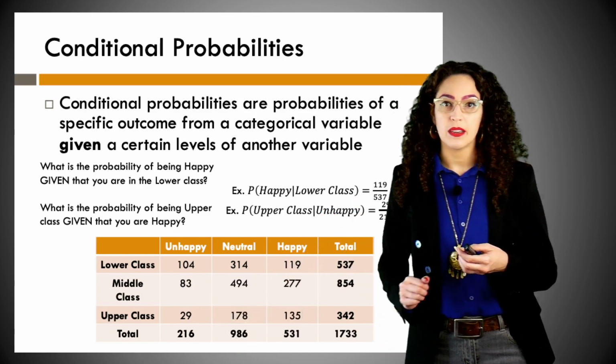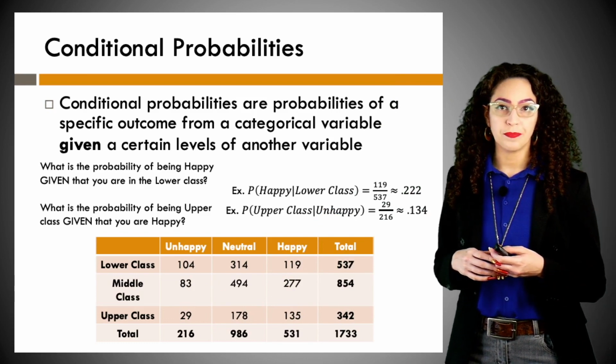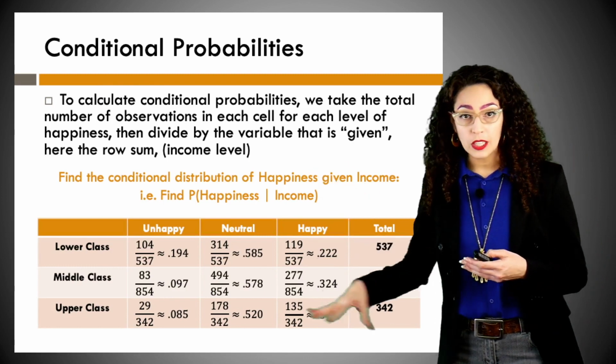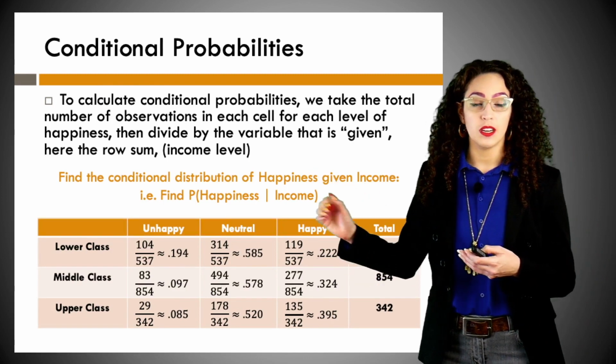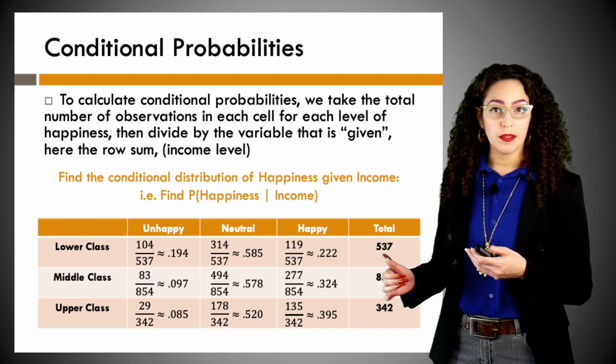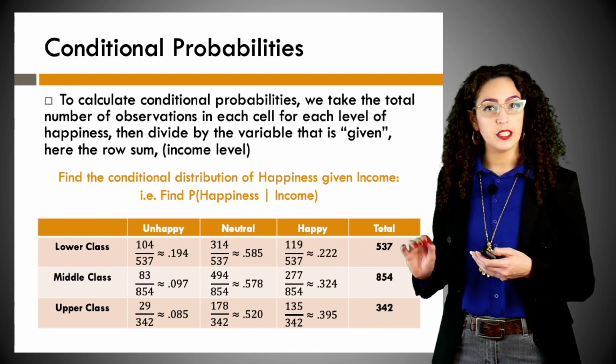Given that you're unhappy over 216, we end up with 0.134. So you can calculate the conditional probabilities for all of these, but you have to condition on one or the other. So in this case, we are conditioning on income. What is the probability of certain levels of happiness given that you're in a certain income?